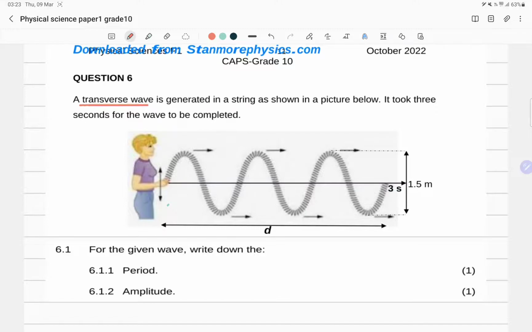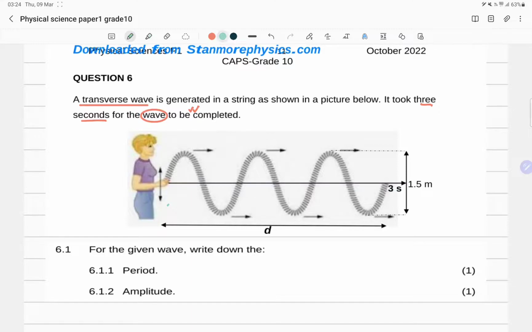What is a transverse wave? This is where the disturbance is perpendicular to the direction of the pulse or the motion of the wave. Now, it is generated in a string as shown in the picture below. It took 3 seconds for the wave to be completed. What do you mean for the wave to be completed?